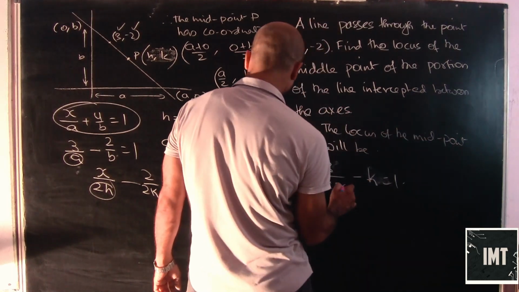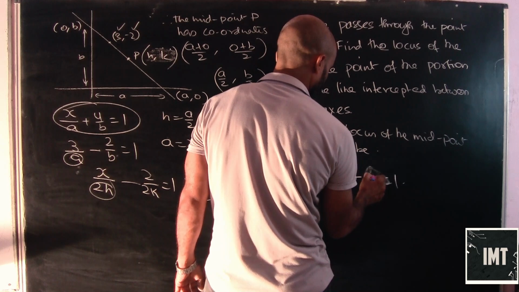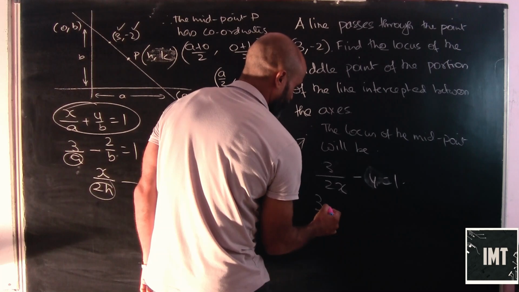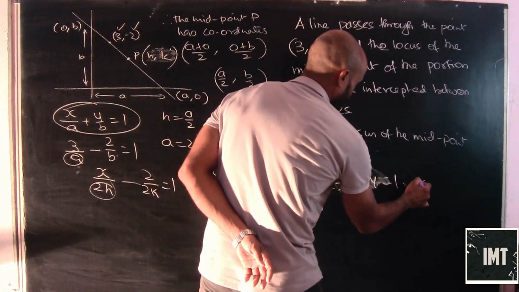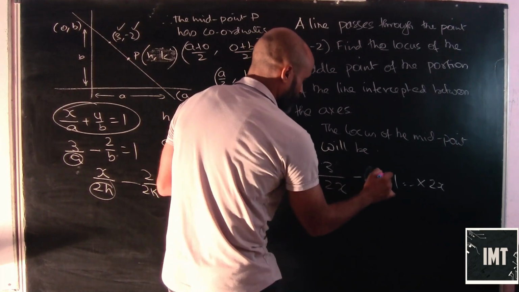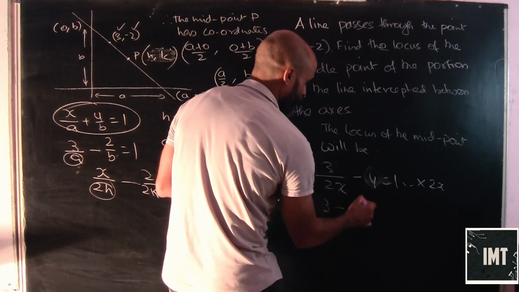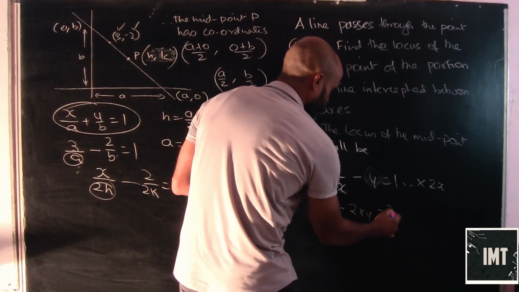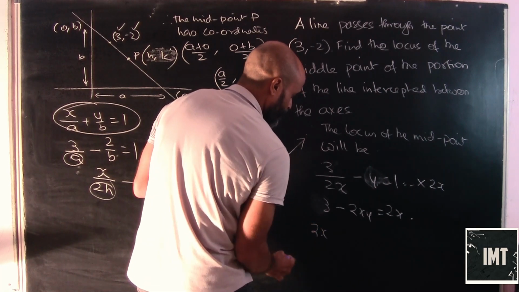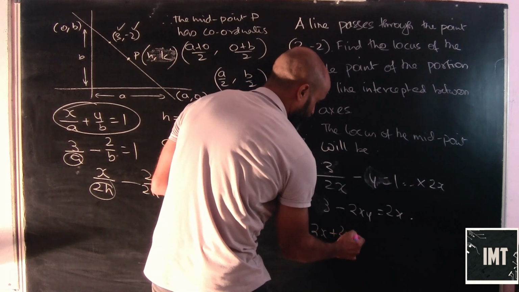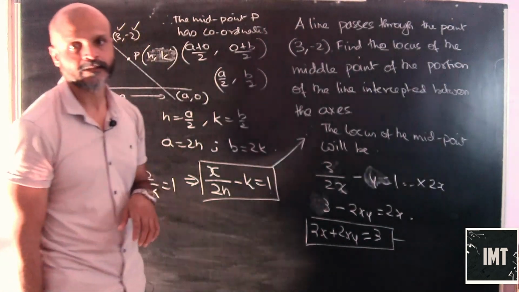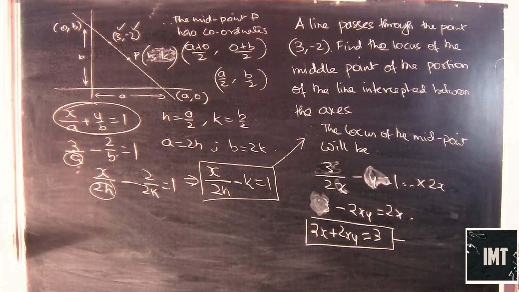So in this case we can say 3 by 2x minus 1 by y is equal to 1. If we multiply this by 2xy, we get 3y minus x is equal to 2xy, or we can say 2xy plus x is equal to 3y. Okay, so this will be the equation of the locus. Can take a snapshot of the same.